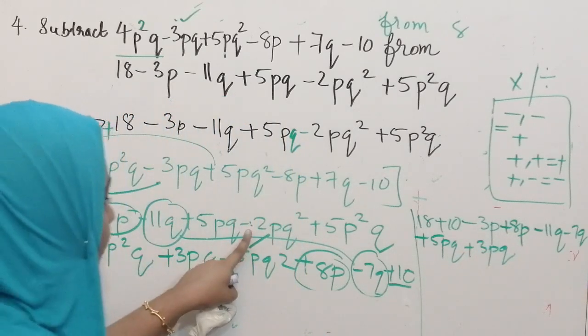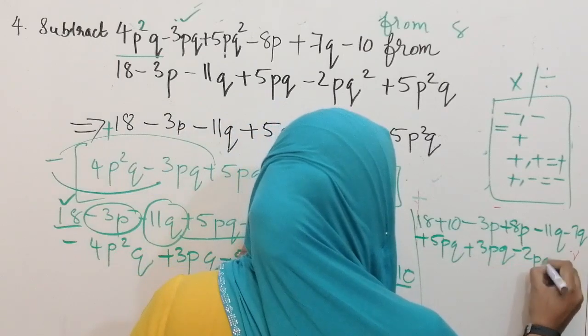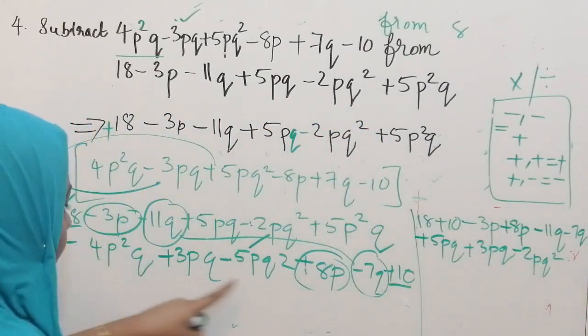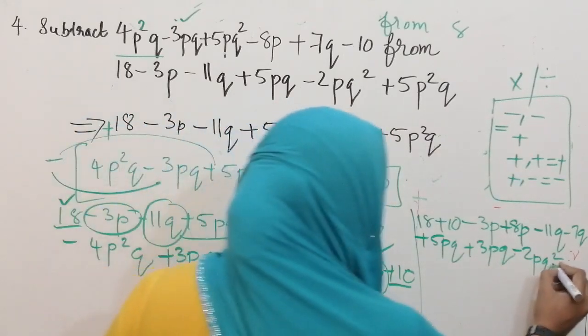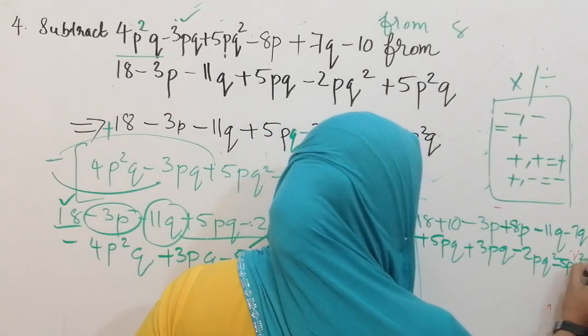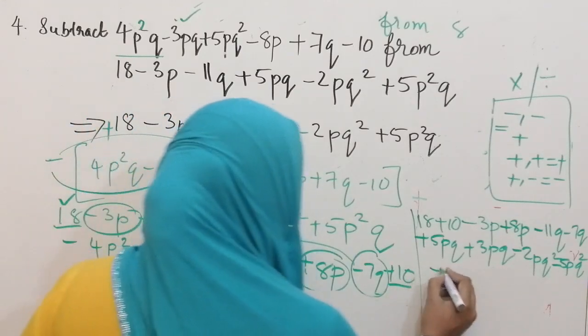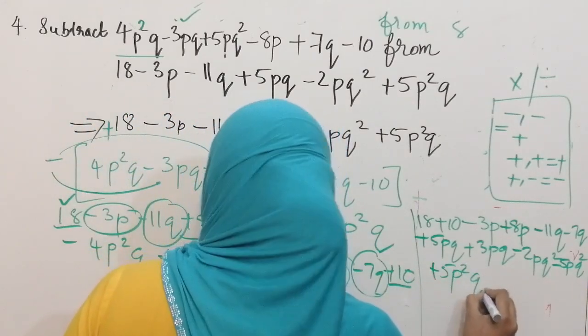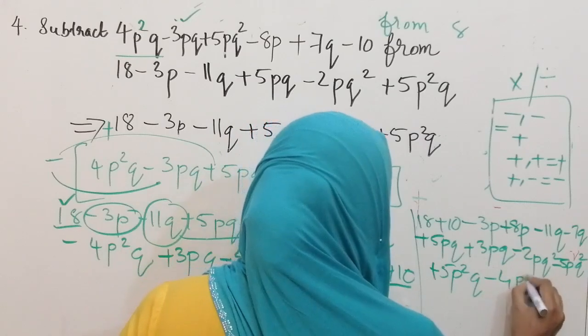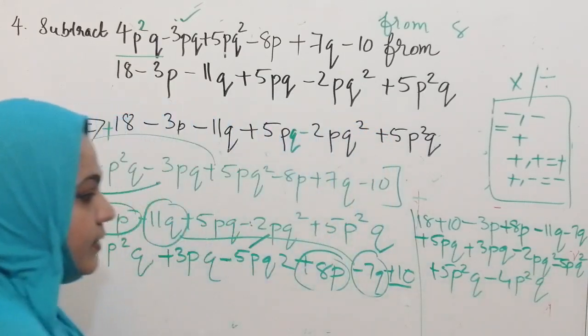Next is minus 2pq square and minus 5pq square. So one more, plus 5p square q minus 4p square q. So now we can solve this question.